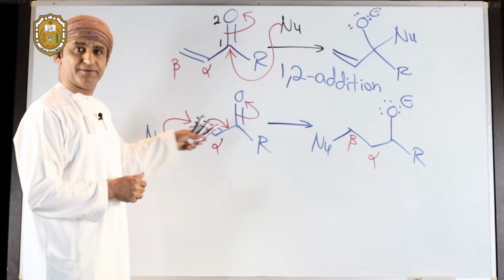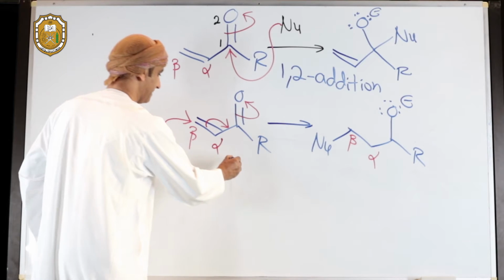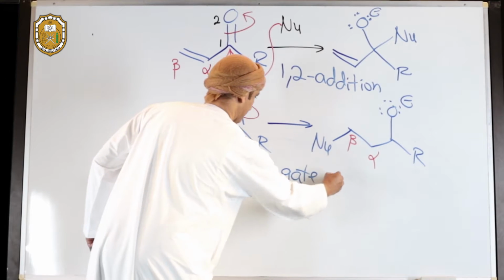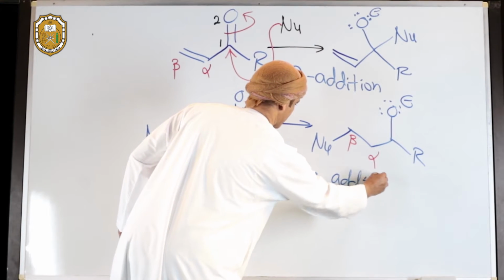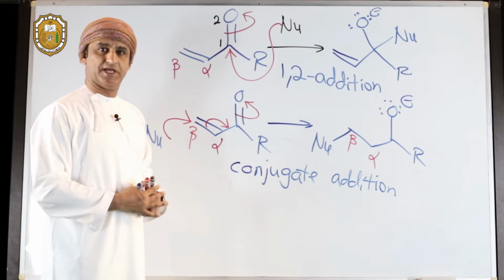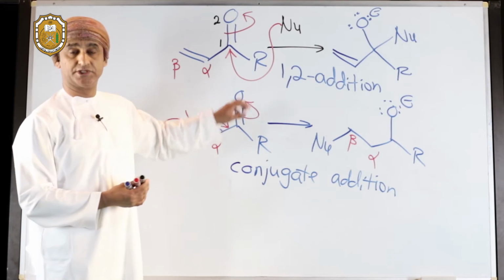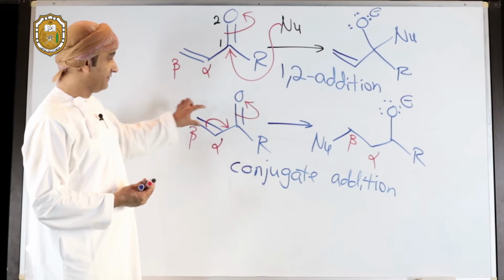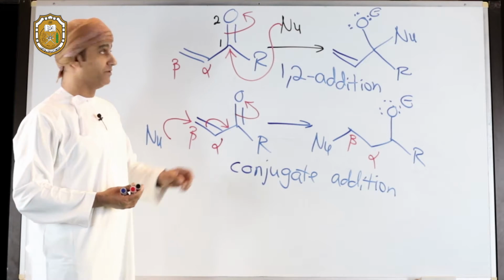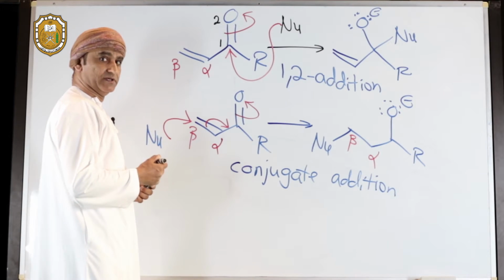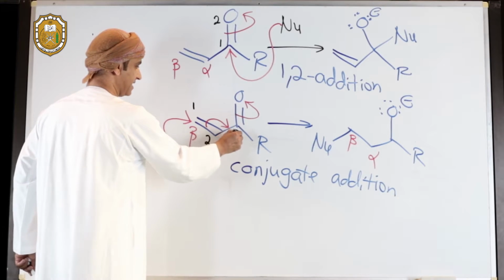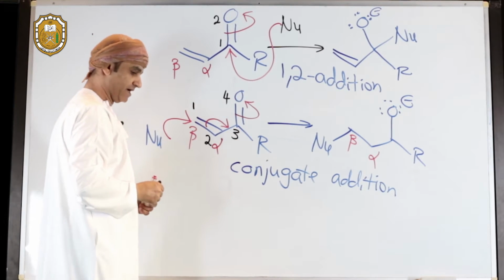Now, this type of nucleophilic addition is described as conjugate addition, because it does take place over a conjugate system or a conjugate unit. Now, if we give this conjugate unit, or conjugate moiety, numbers, as we have done before on the carbon-oxygen double bond, we would give the beta carbon number 1, the alpha carbon number 2, this carbon number 3, and that oxygen number 4.